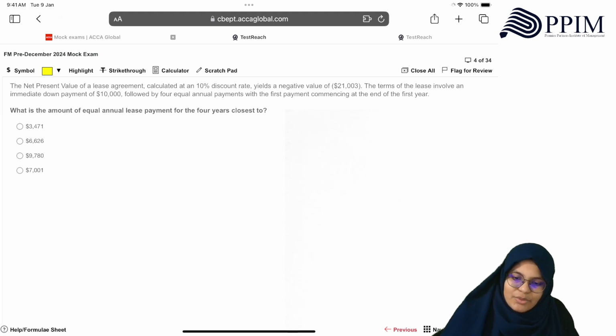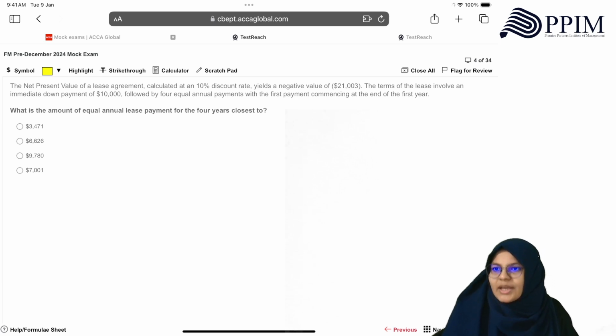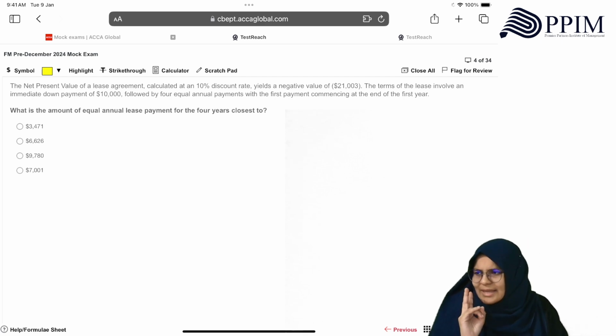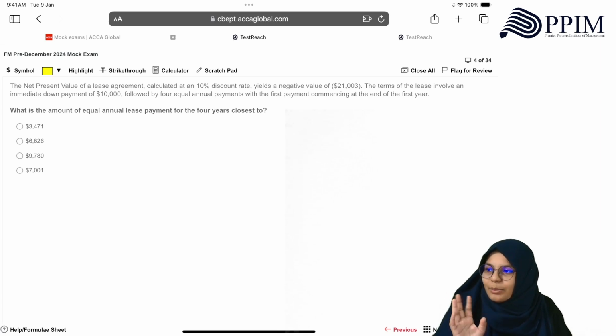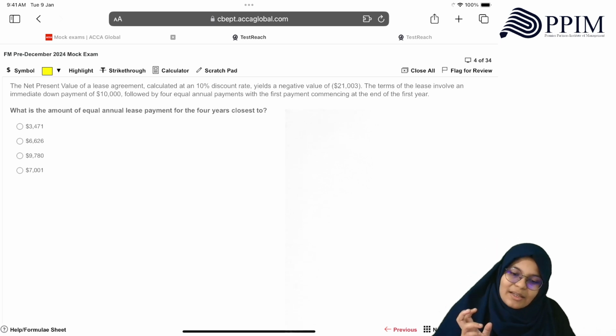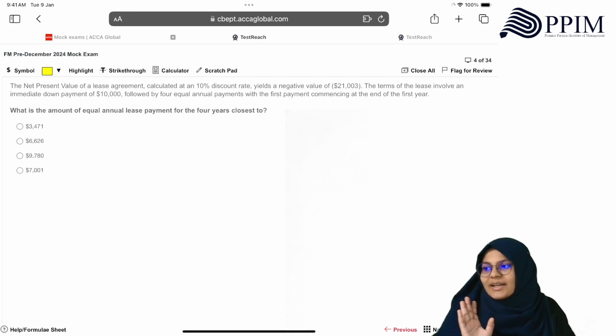Fine. The terms of the lease involve an immediate down payment of $10,000 followed by 4 equal annual payments with the first payment commencing at the end of the first year. Okay. So there are 2 payments that are happening as in any lease. First is the down payment itself, which will usually happen in year 0. Okay, and then year 1 onwards we are going to pay these installments, the lease payments. They are telling me 4 equal annual payments. They are not telling me how much that lease payment is. So the question is asking me basically what is that lease installment that we have to pay for 4 periods, right? So that's what they are asking.